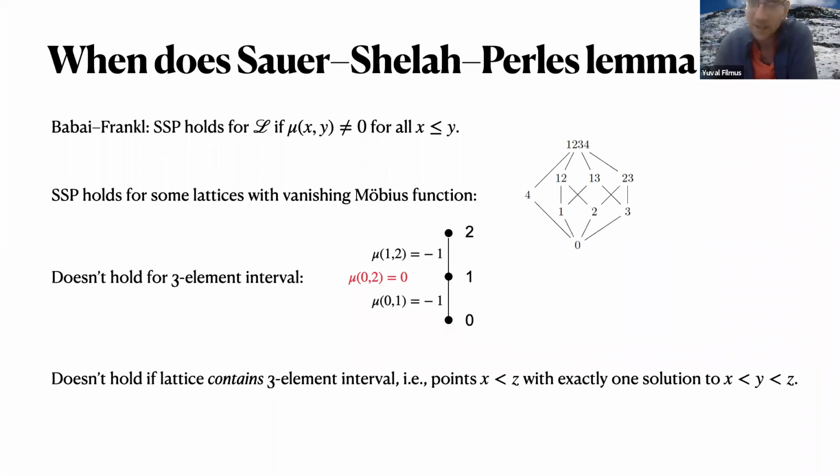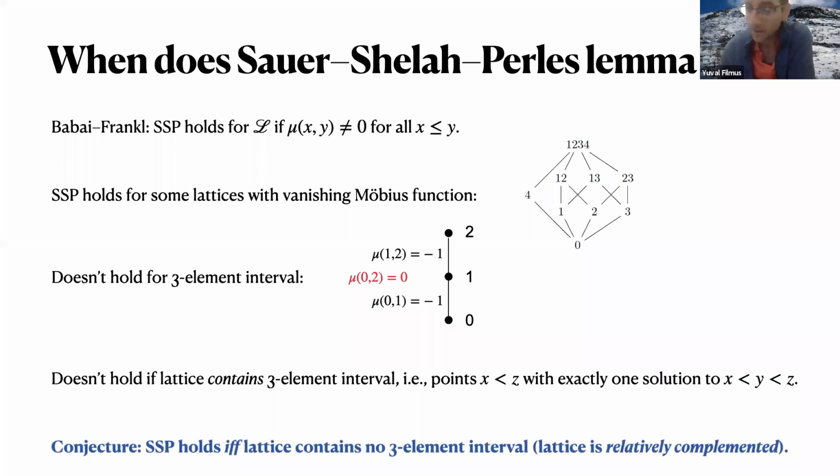Now I can state our main conjecture. This conjecture says that the SSP lemma holds for a lattice if and only if it doesn't contain an induced 3-element interval. So this 3-element interval is the only obstruction for the SSP lemma. Now, why is this interesting? Because this condition of not containing an induced 3-element interval is actually found in the literature, and it goes under the name relatively complemented.